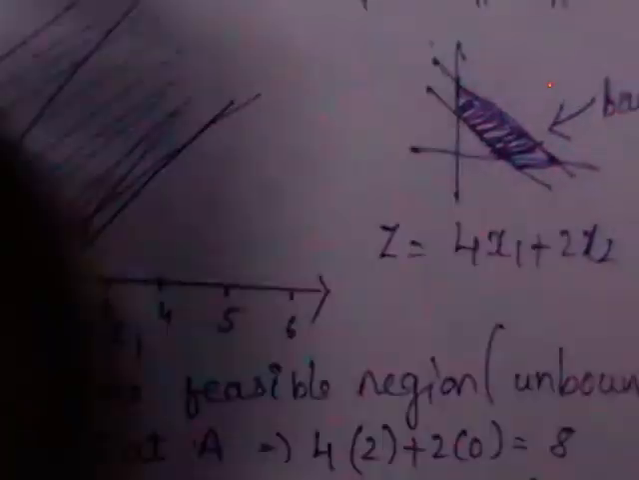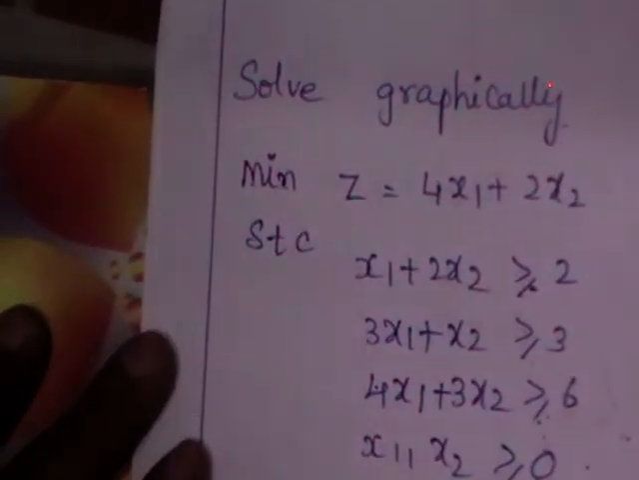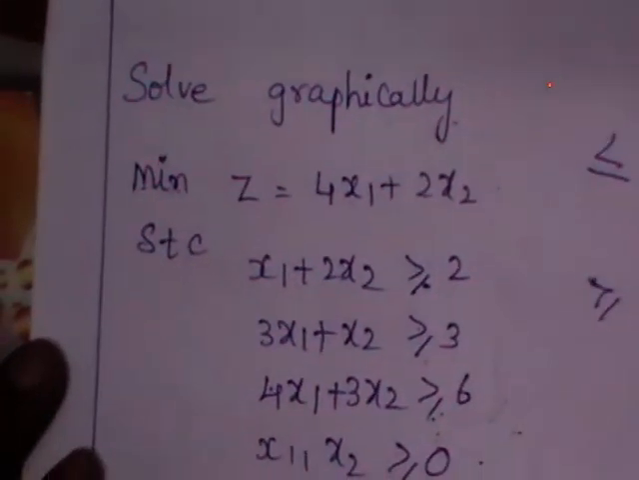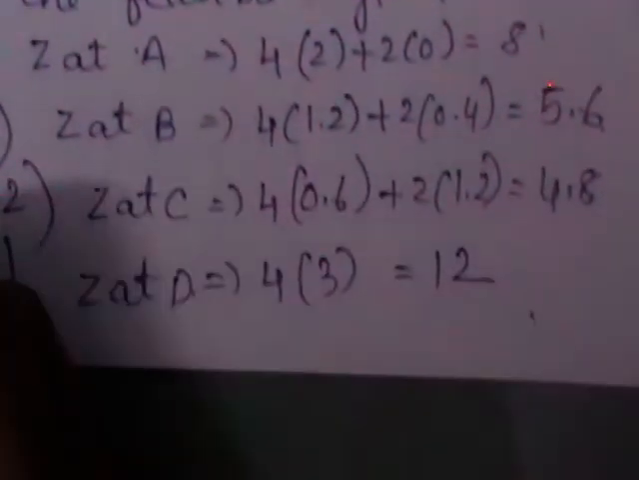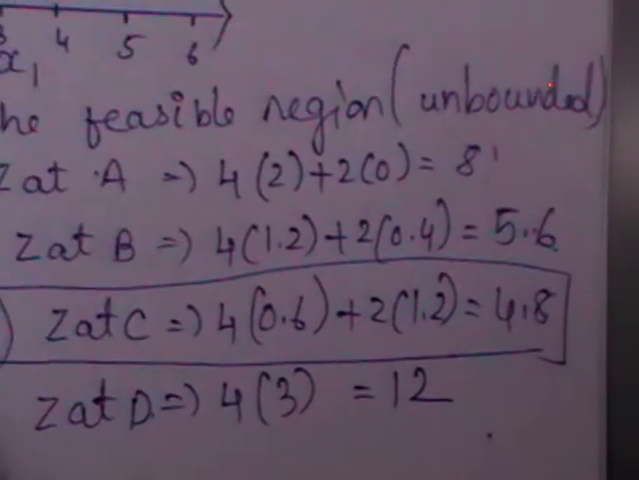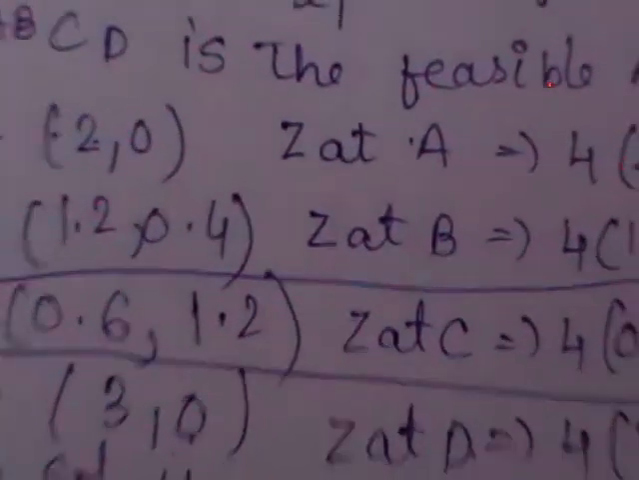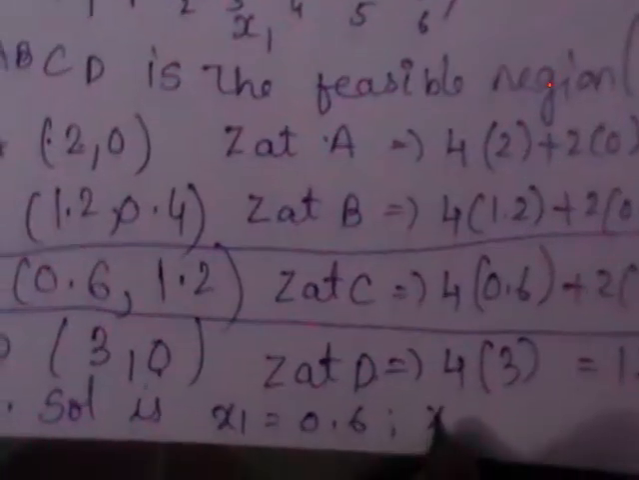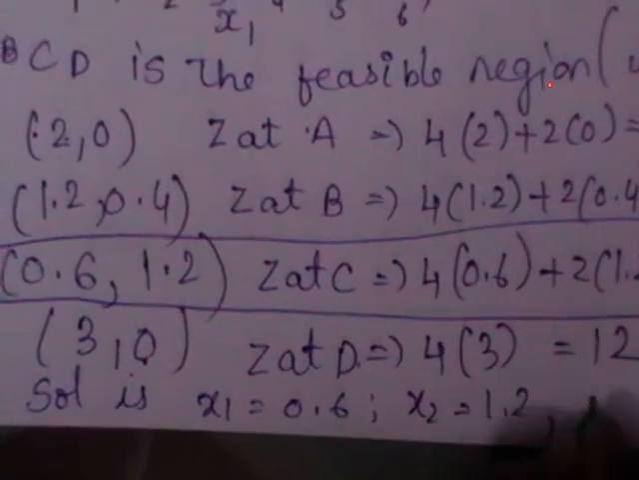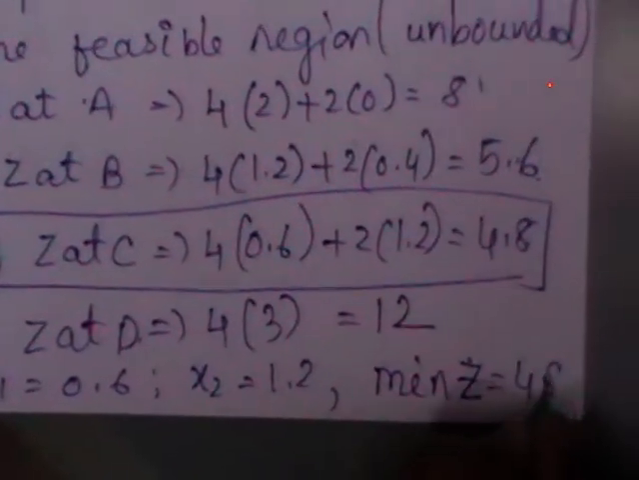So what is the nature of the objective function here? Min Z, means among all these 4 points, you should choose the point which is minimum. What is the minimum value here? The minimum value of Z is at the point C. Therefore, the solution is x1 equal to 0.6 and x2 equal to 1.2 with minimized Z, not max Z here. Min Z is equal to 4.8.